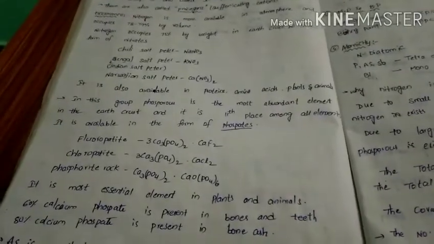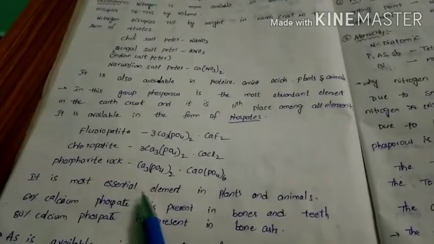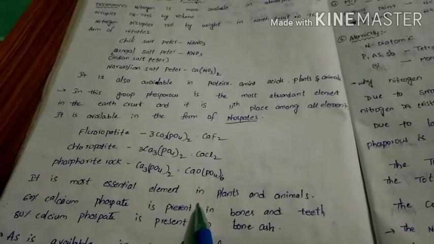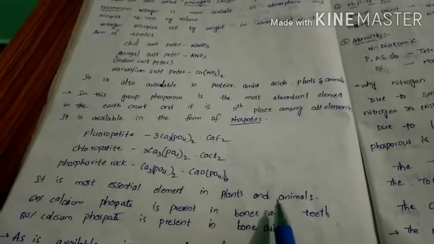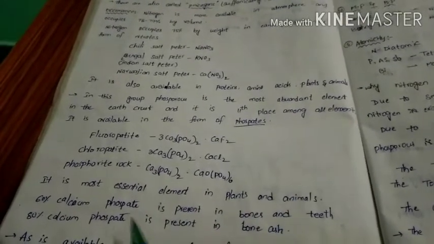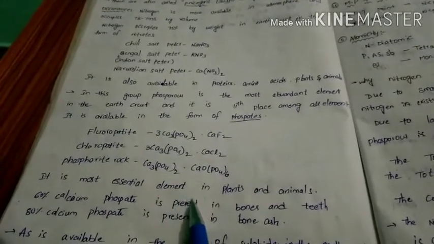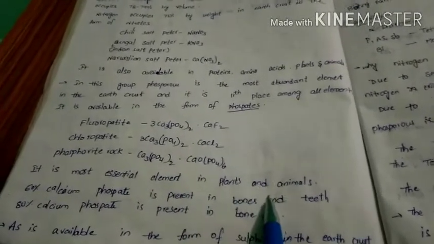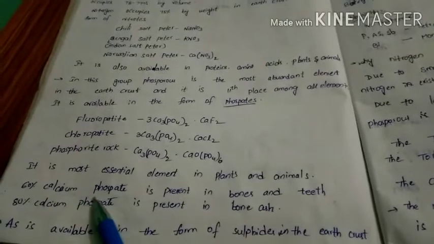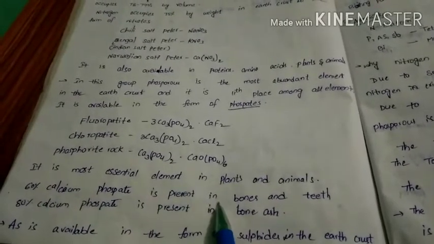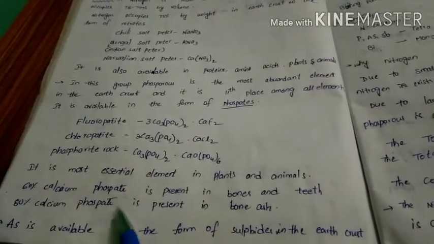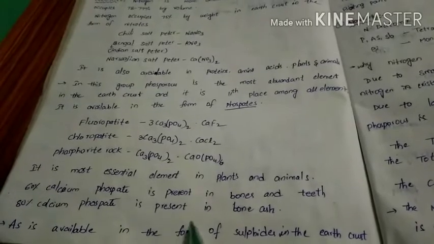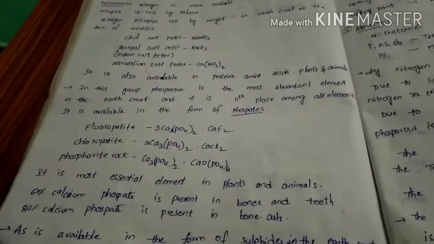Next, it is the most essential element in plants and animals. Which one? Phosphorus. Phosphorus is the most essential element in plants and animals. 60% calcium phosphate is present in bones and teeth. 80% phosphate is present in bone ash.